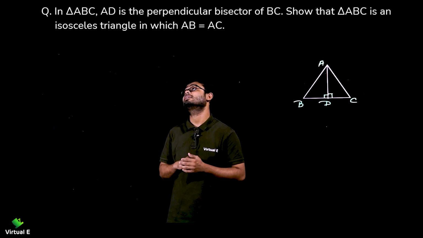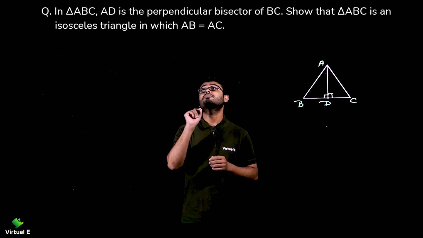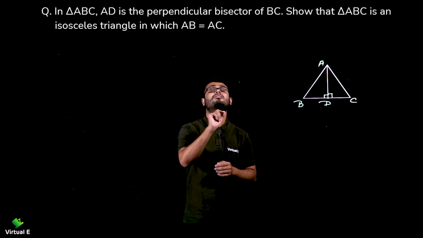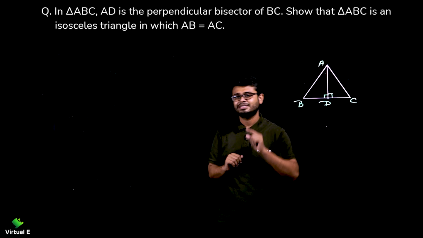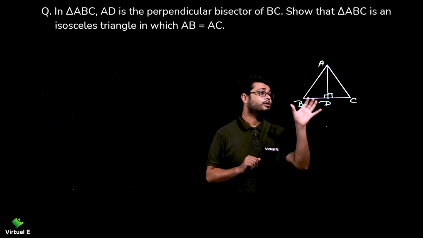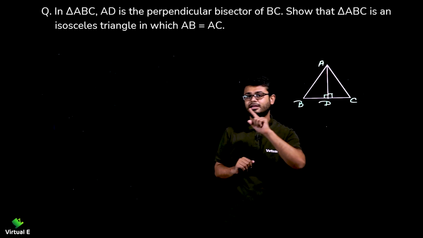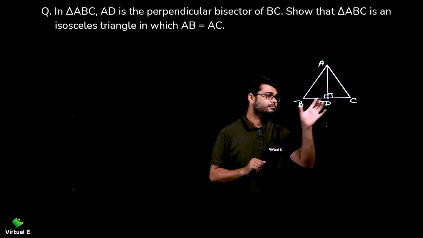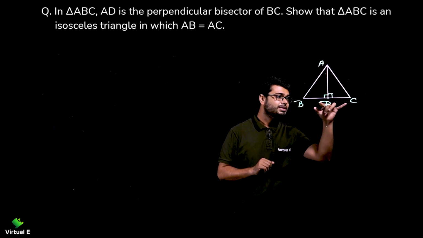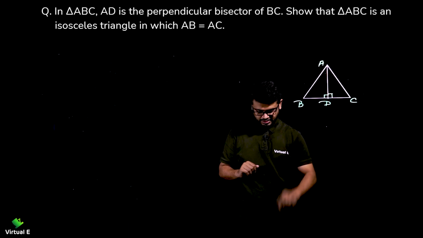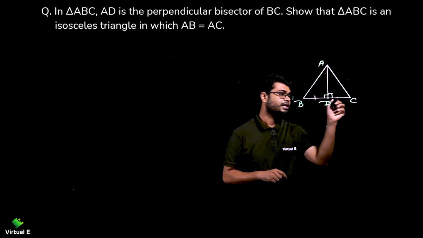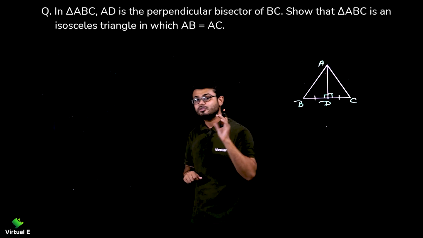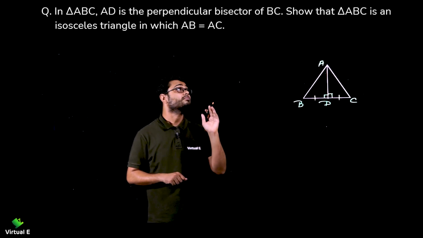So in triangle ABC, AD is perpendicular bisector of BC. Okay, perpendicular bisector of BC, right? Now perpendicular means it is going to make 90 degrees. Bisector means what? It is dividing BC into two equal parts, right? So let's mention over here two equal parts, dash, and here as well, right? So much information is given at a time.